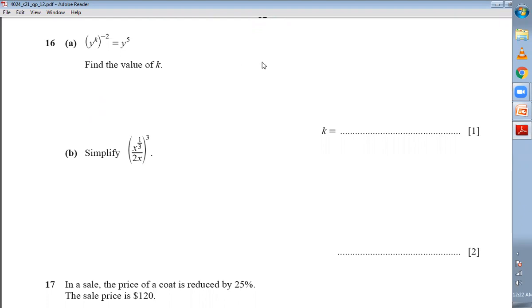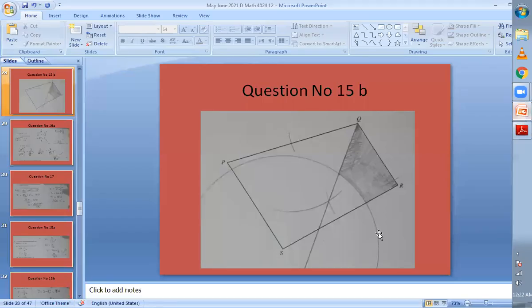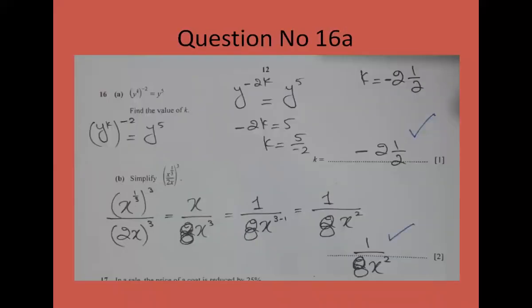So k will be equal to 5 divided by minus 2, and it will be minus 2 whole 1 by 2. So let me show you how this is done. Here you have y raised to power k, the whole thing raised to power minus 2, equals y raised to power 5. The power of the power multiplies, so y raised to power minus 2k equals y raised to power 5. Because their bases are same, their powers can be compared. So minus 2k will be 5, so k will be 5 divided by minus 2, and that will be minus 2 whole 1 by 2. So k value is minus 2 whole 1 by 2.